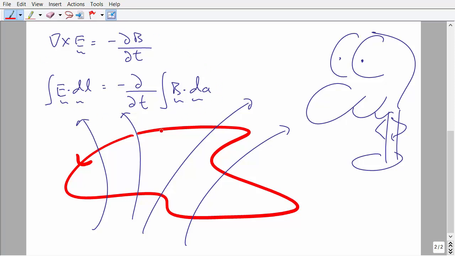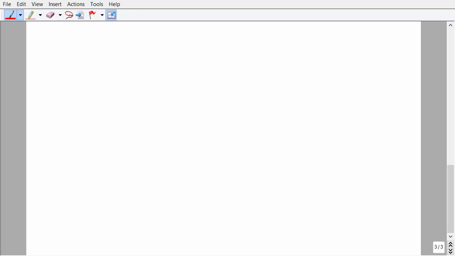Okay, so we're going to solve a problem. I think this is a Griffiths problem. It's problem 7.17, I believe, in Griffiths. And it's quite a nice illustration, even though it's somewhat artificial. It's quite a nice illustration of how we might use these equations. So the problem is defined by the following picture.